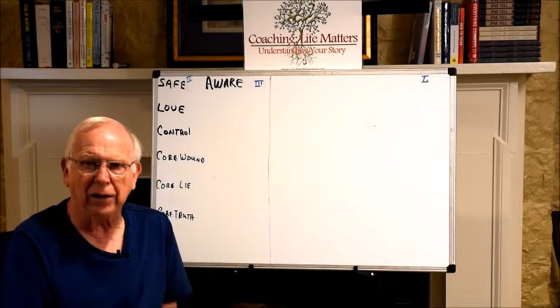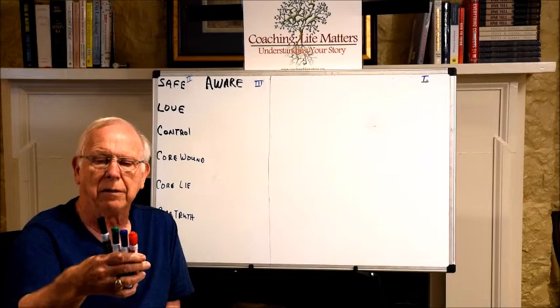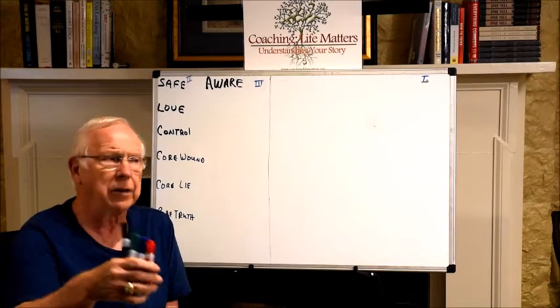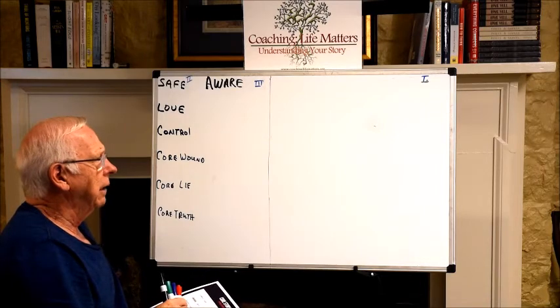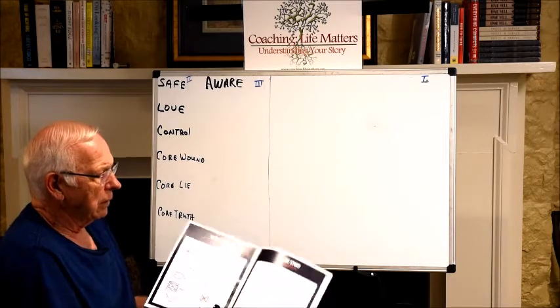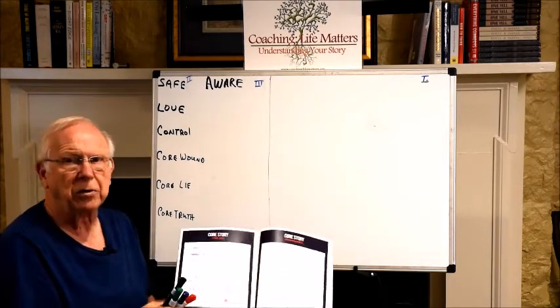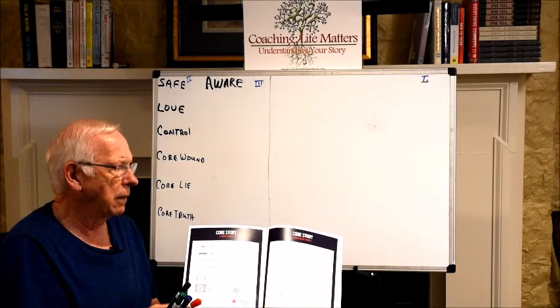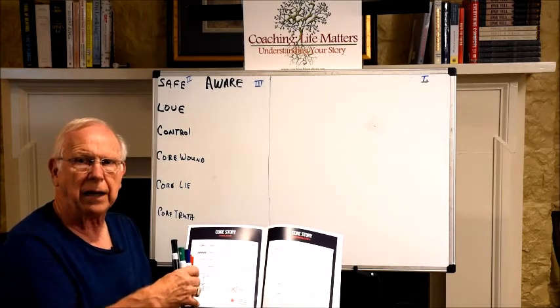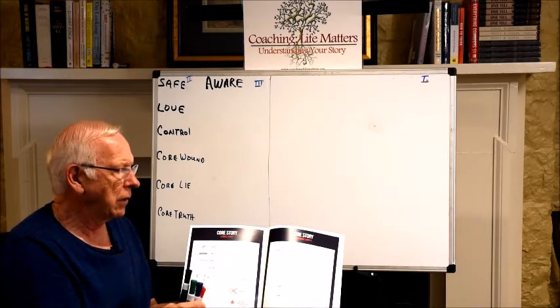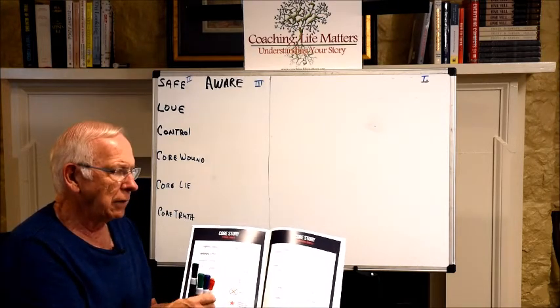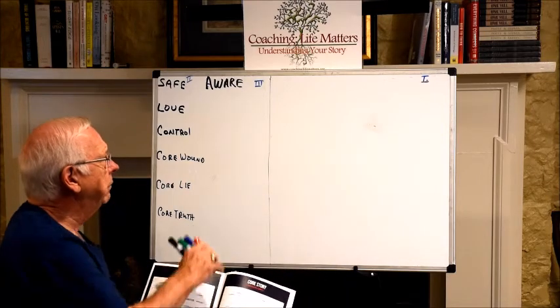The first thing, I have 4 markers, a red, blue, green, and yellow that I use to mark on the board. And in your core story booklet, you can go online to coachinglifematters.com and you can find and print this booklet out if you don't have it. And so let's go to the whiteboard first.